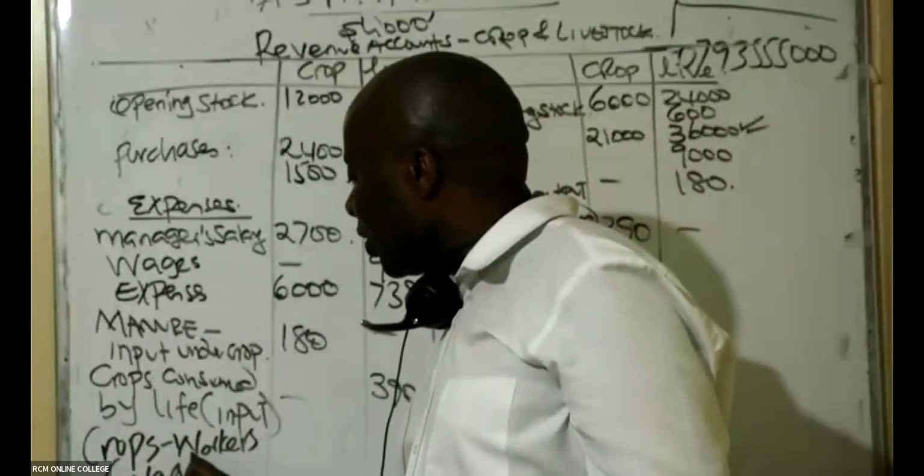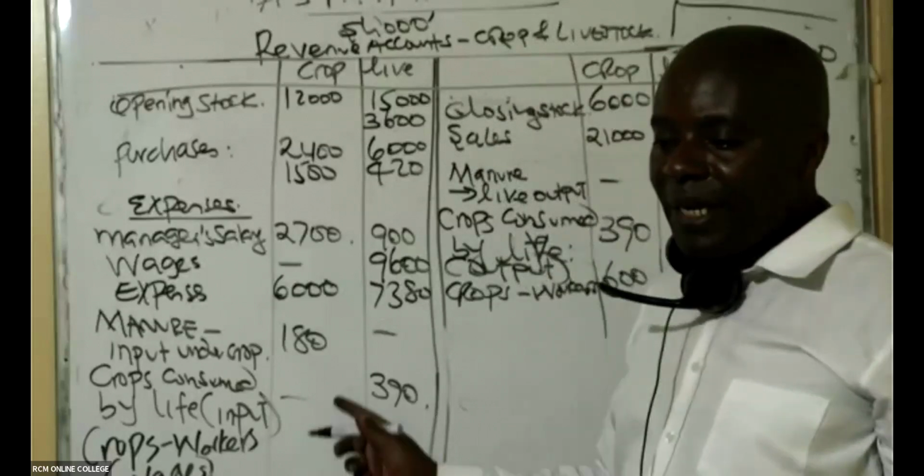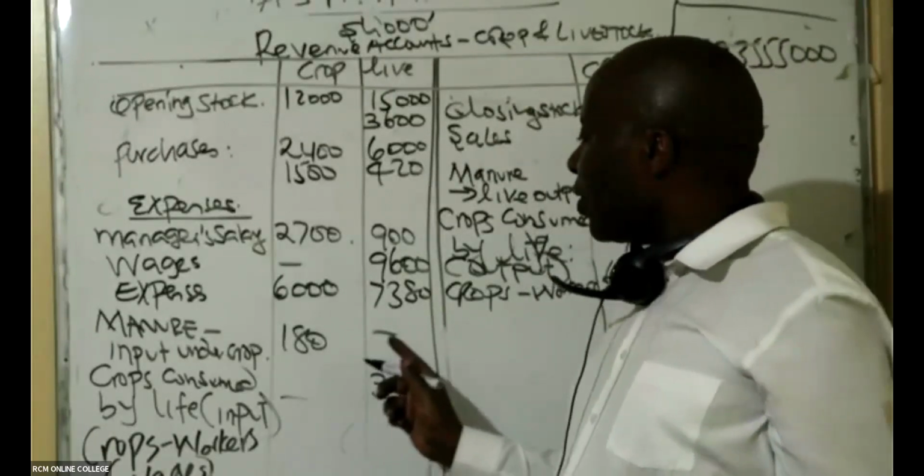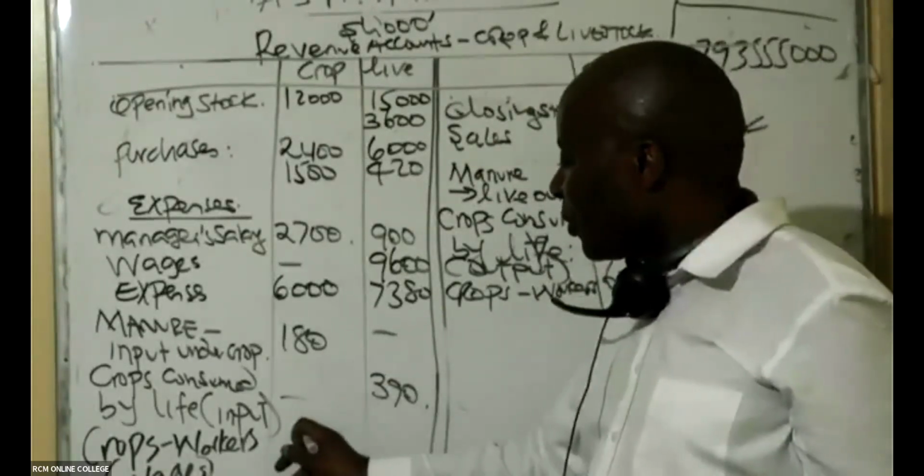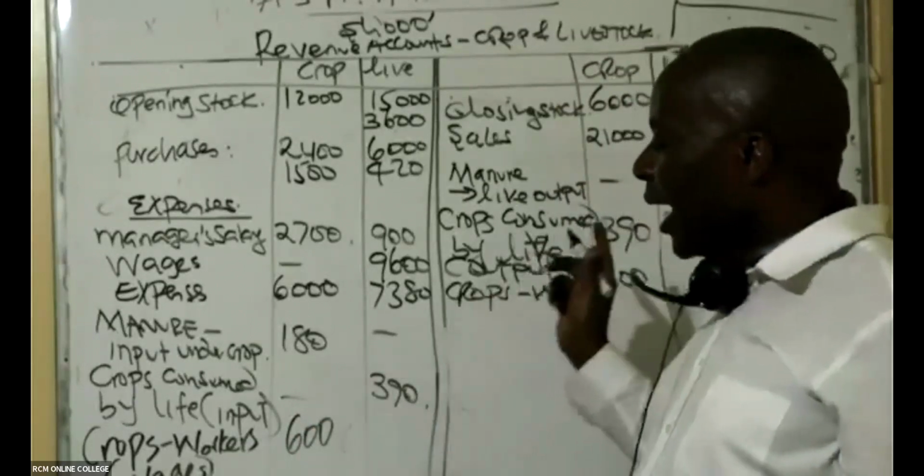These are wages. These are expenses. We shall capture them here. And these crops are worth how much? These crops are worth 600. Don't book them under livestock.